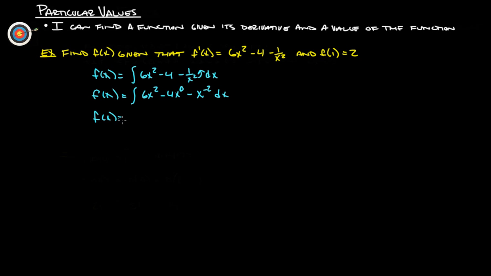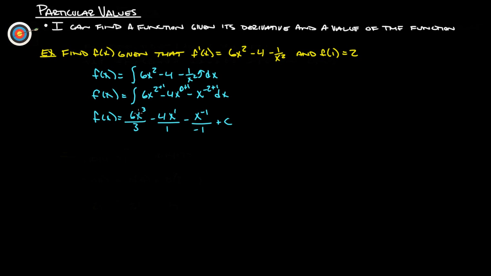So f of x equals, do the antiderivative here, so we add 1 to that, and we get 6x cubed, and that 3 comes down to the bottom as well. Add 1 there, minus 4x to the first over 1. And then for this one, we add 1 to that, and we get negative x to the negative first all over negative 1 plus our constant of integration, not proportionality. Wrong class.